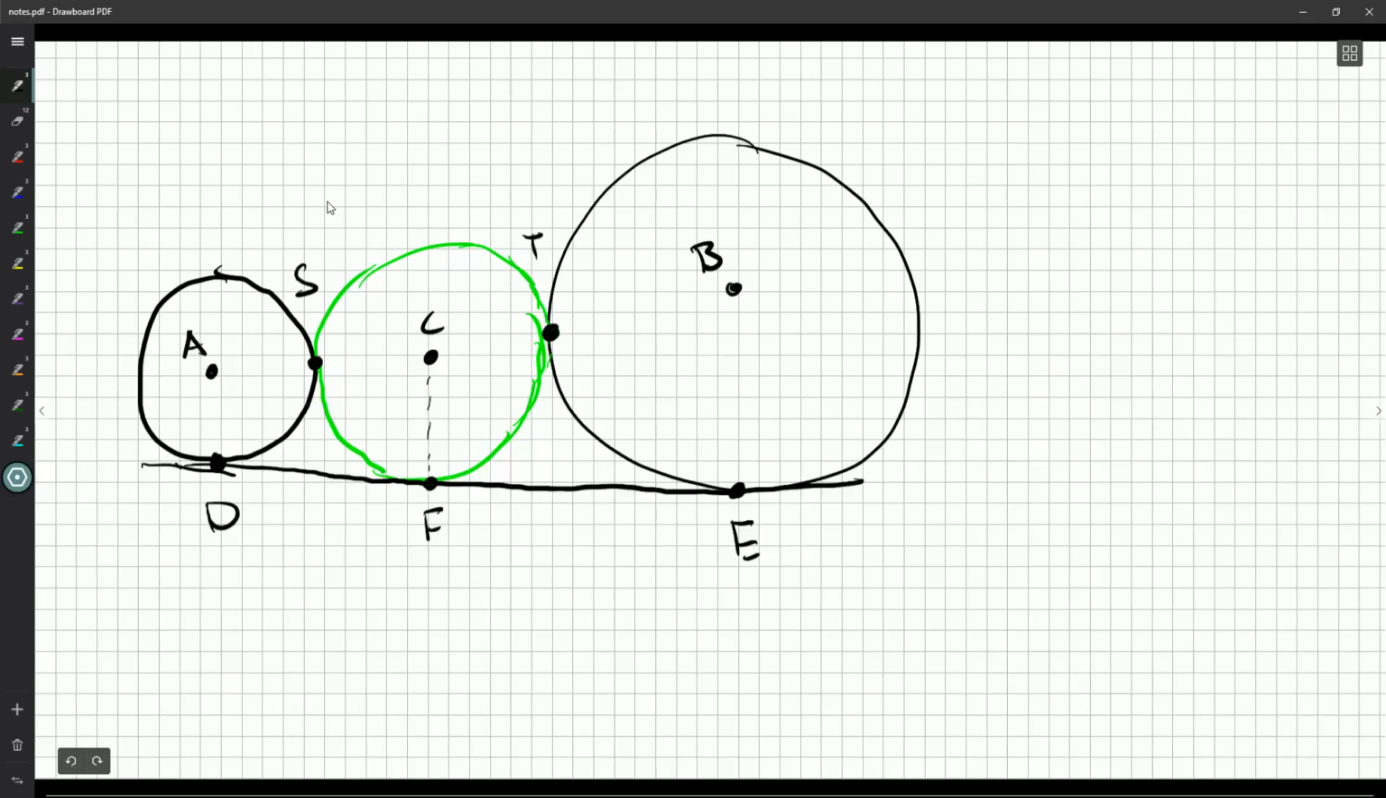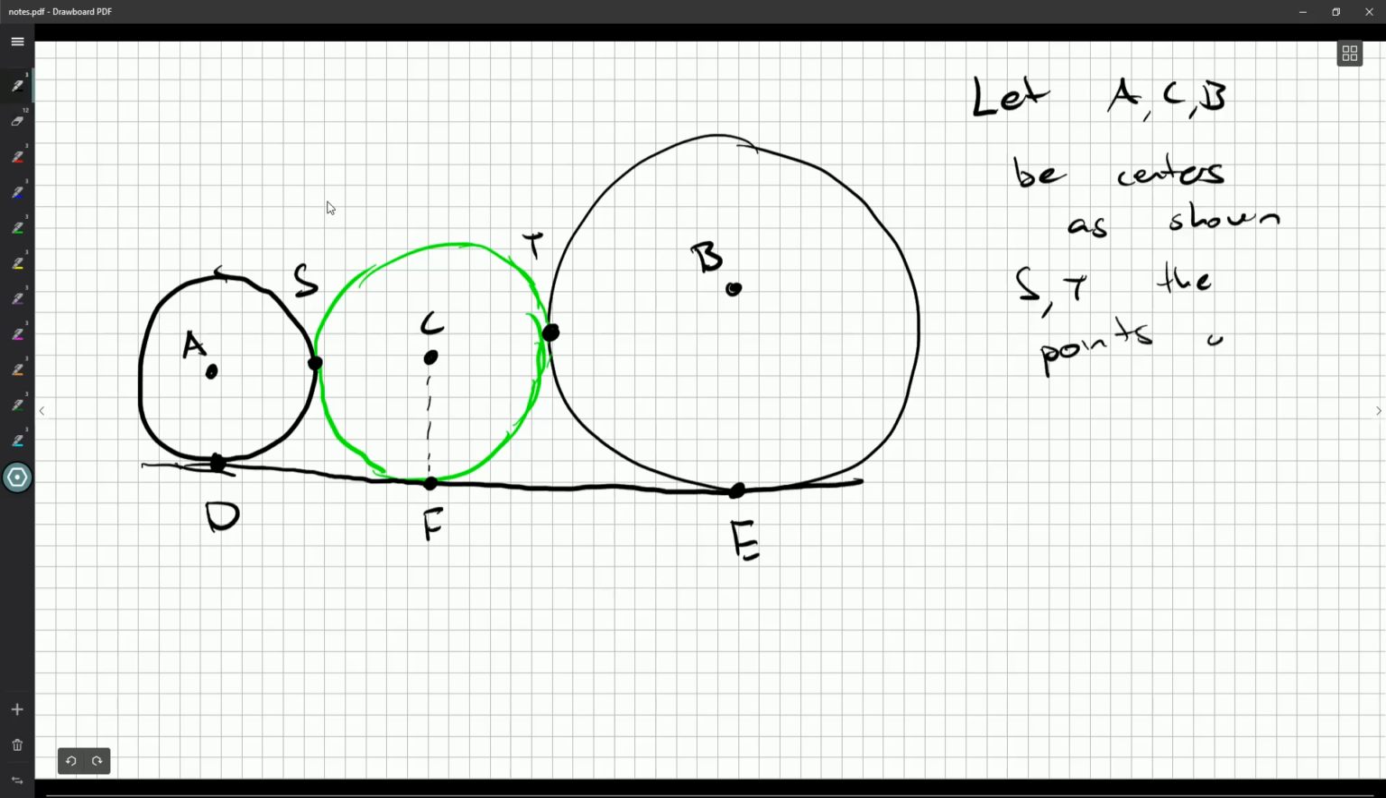Call this F. And so we should probably say that A, C, B be centers as shown. S, T, the points of tangency. Points doesn't have two S's in it. Points of tangency. And F, the tangent point to the line. So we've got all this shown.